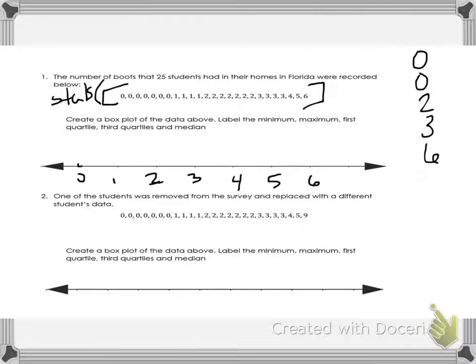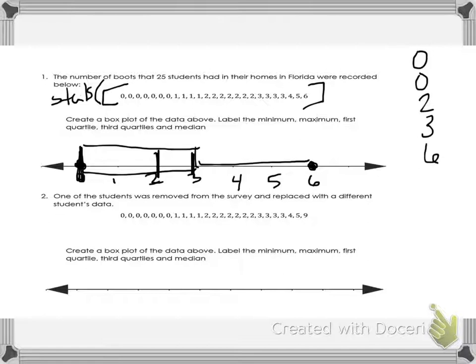Okay? So this is 0. 0 gets a dot. 6 also gets a dot because that's my min and my max. Well, since 0 is also my first quartile, it gets a line. My median gets a line, and 3 gets a line. And now I'm just going to connect everything. And then there's my whisker. Okay? All right, next problem.